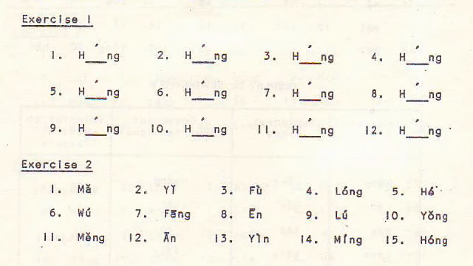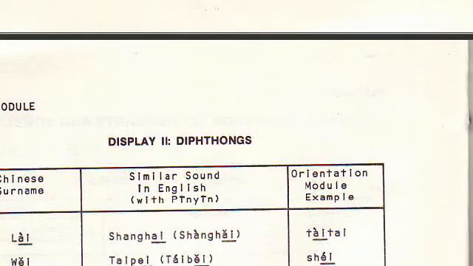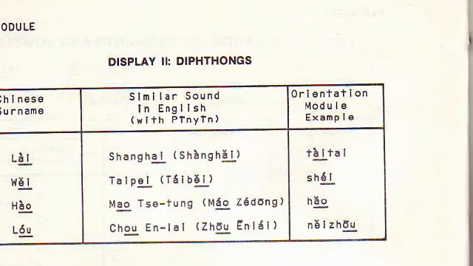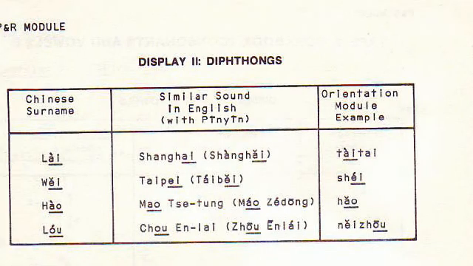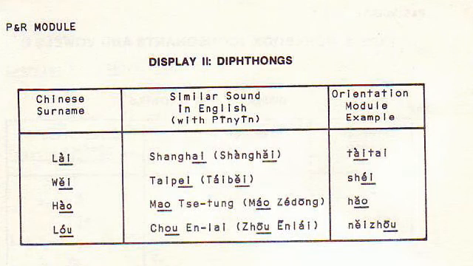Now look at display 2, which presents 4 diphthongs or vowel combinations. Listen to the first surname. Notice that the diphthong I is spelled AI as in Shanghai, which is pronounced in Chinese like this. Try repeating the surname.